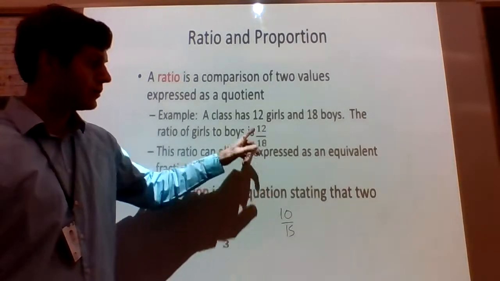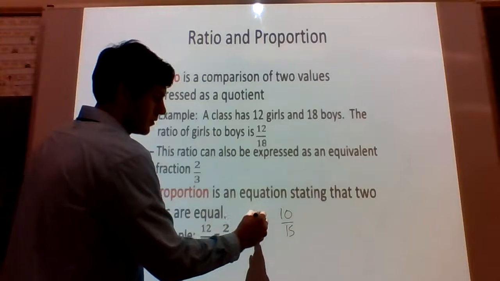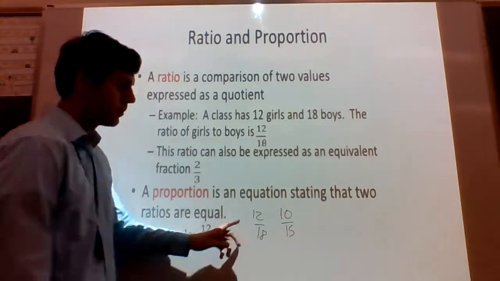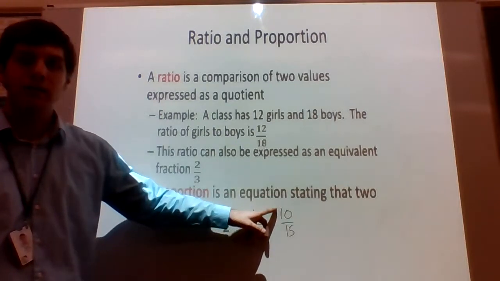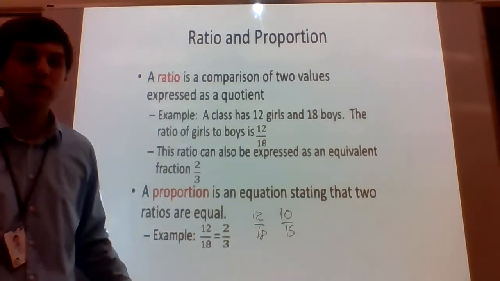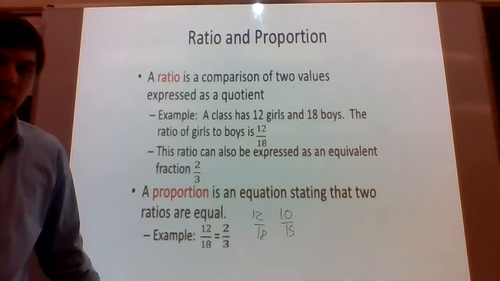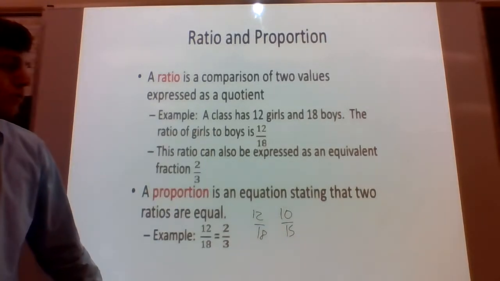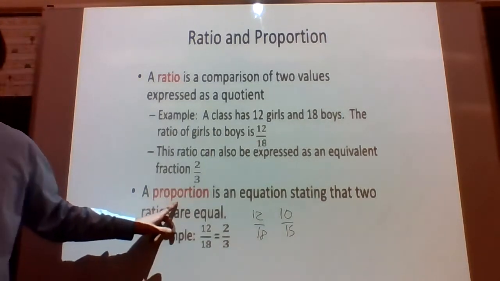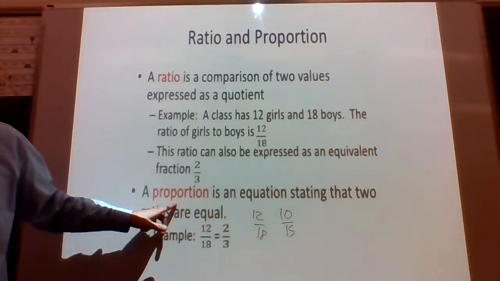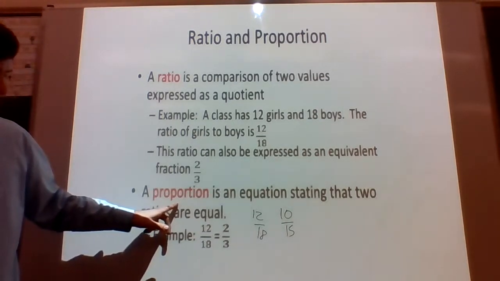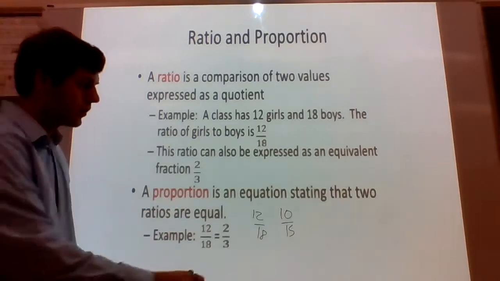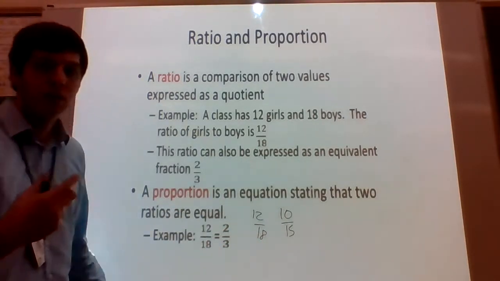So here we now have two ratios. This represents first hour. First hour has 12 girls and 18 boys. Second hour has 10 girls and 15 boys. So the ratios are 12 to 18 and 10 to 15. Those two ratios are going to be proportional, directly proportional, if those ratios are equal. So if our fractions are equal, then our ratios are proportional.